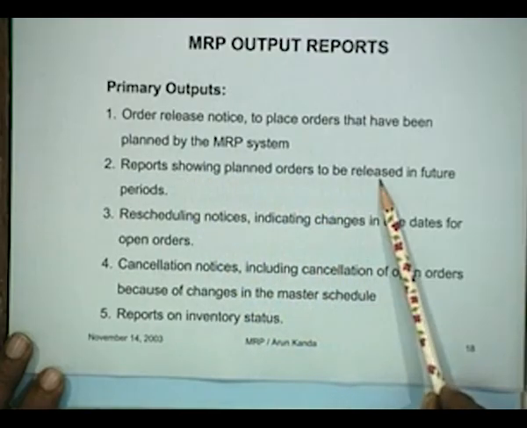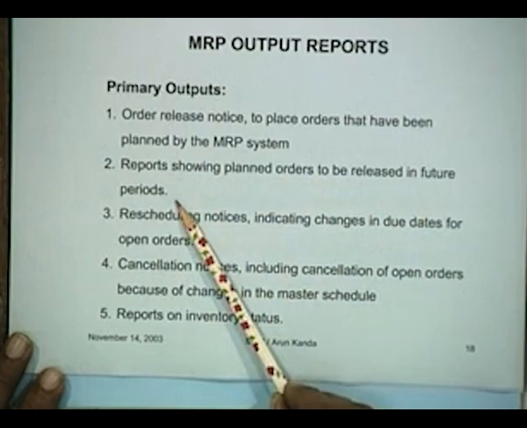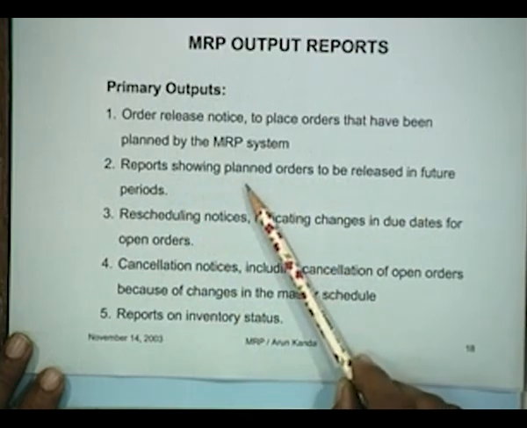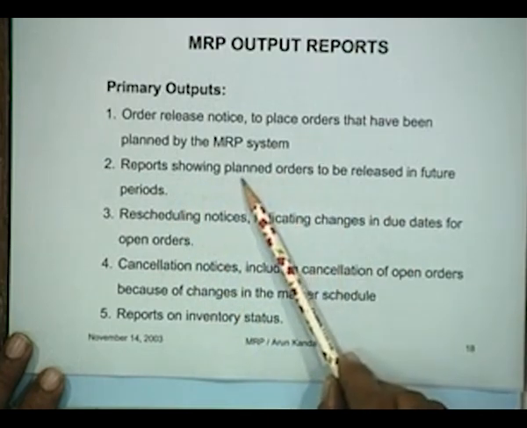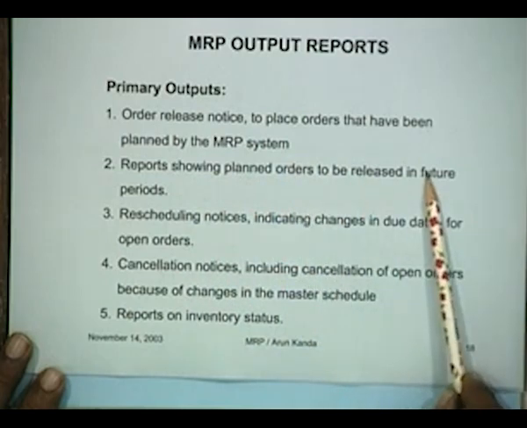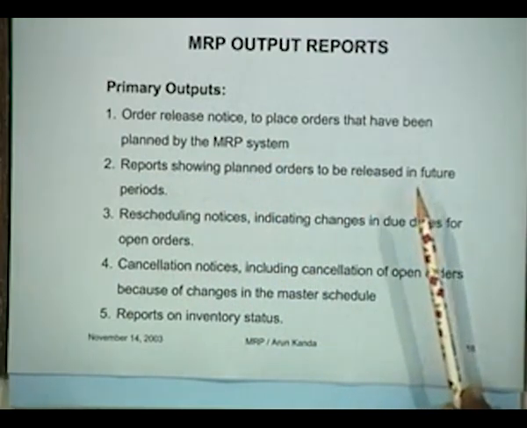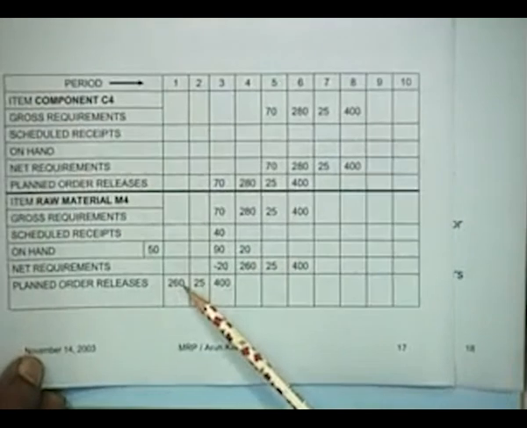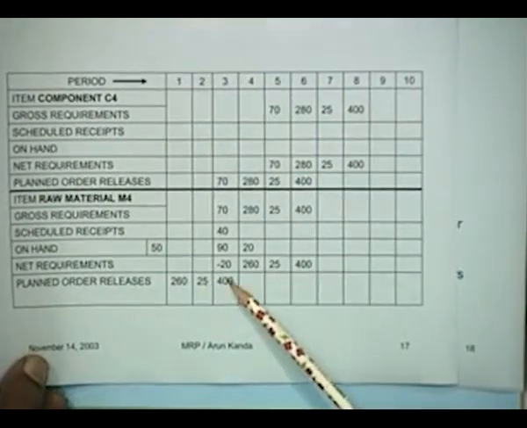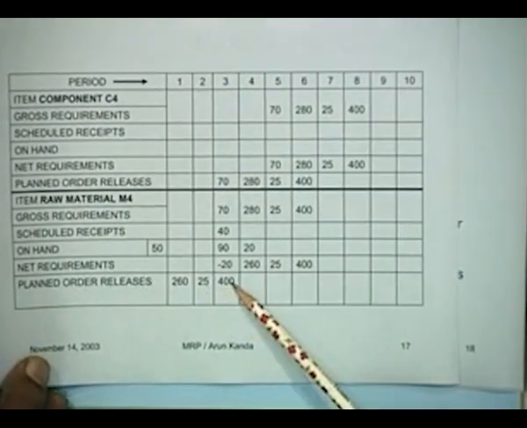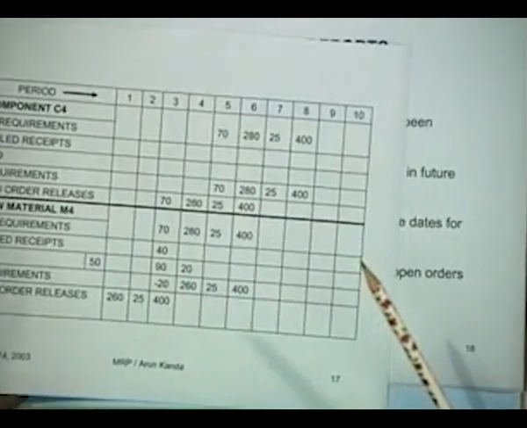Why is it called material requirements planning? You are determining the requirement of materials in different periods, like we showed you. That's what the idea is. And the reports showing planned orders to be released in future periods. This can also be done, because it's not only the orders that you have to place, but also planned orders that have to be released in the future periods. If for instance you are currently in period 1, it tells you that in future periods 2 and 3 you have to place orders for 25 and 400 of item M4.